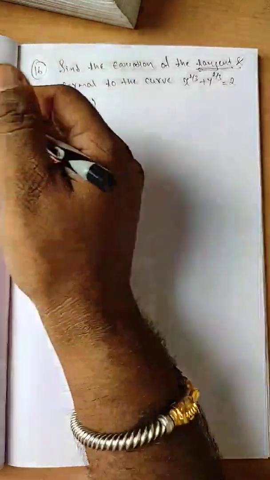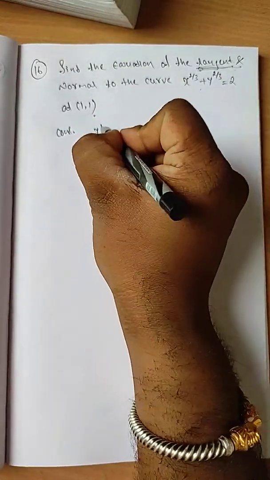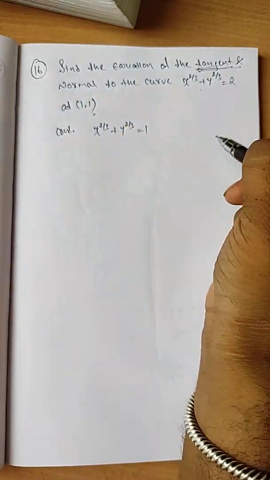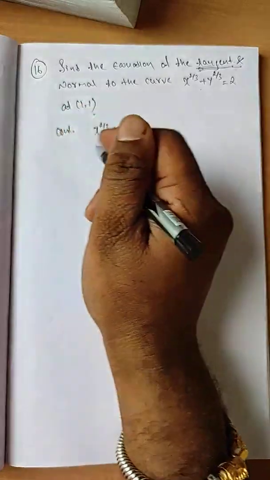Now let me consider this one. Consider x to the power of 2 by 3 plus y to the power of 2 by 3 is equal to 2. Now differentiate with respect to x.